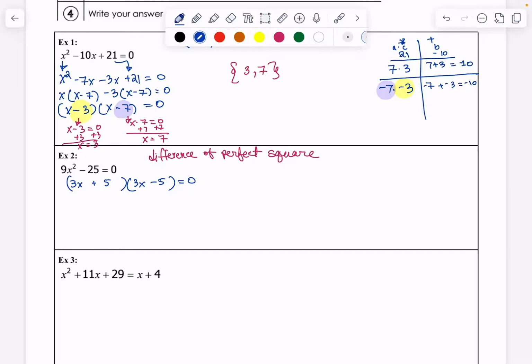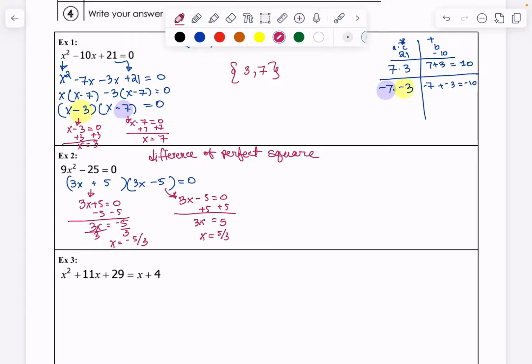Same idea, we set it equal to 0. 3x plus 5 is equal to 0. Minus 5 minus 5, 3x is equal to negative 5. Divide by 3, x is equal to negative 5 over 3. Same for the next one. 3x minus 5 is equal to 0. Plus 5 plus 5. 3x is equal to positive 5, and x is equal to 5 over 3.